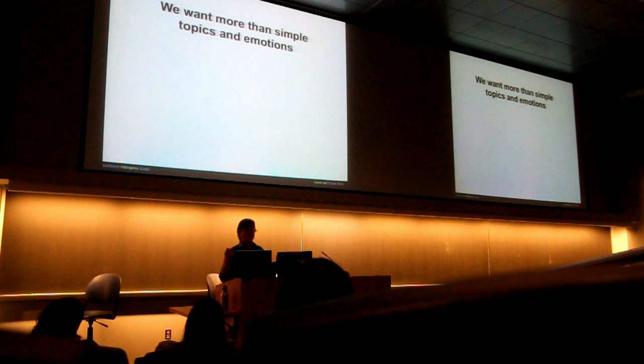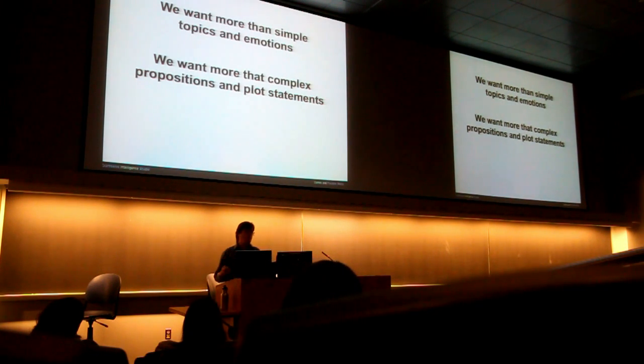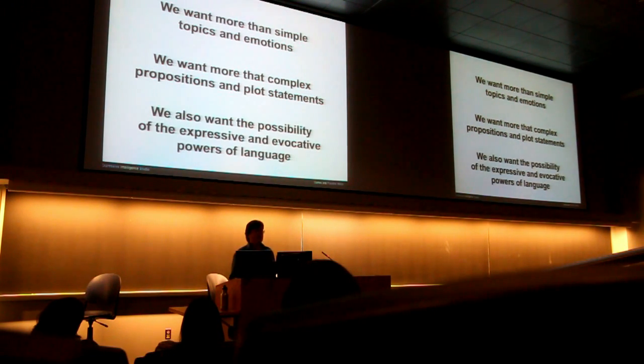I think we want more than being able to indicate simple topics and emotions like Simlish gives us. We want more than complex propositions and plot statements. I think Daikto, whether using words or using icons, is not all we want. I'd say, we want the possibility of the expressive and evocative powers of language, right? Whether we're talking about creative or uncreative writing, whether we're pre-digital or post-digital or highly digital or whatever. I think there's something about language that's important to the project.